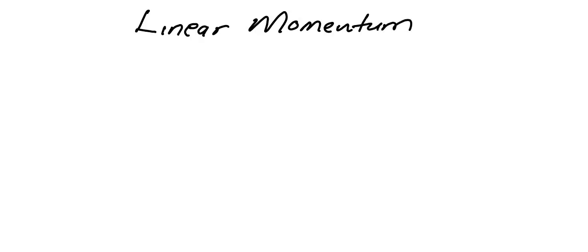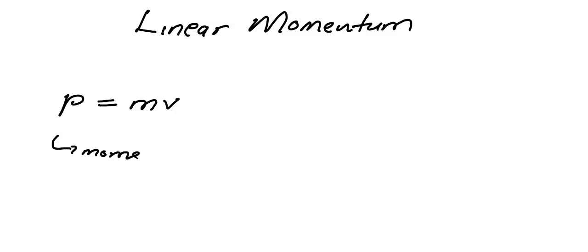The word linear just gives us an idea of the type of motion that we'll be dealing with. This is going to be motion in a straight line at the beginning. So momentum is simply going to be denoted by the letter P. Momentum is just a product of mass and velocity. So this is your momentum.